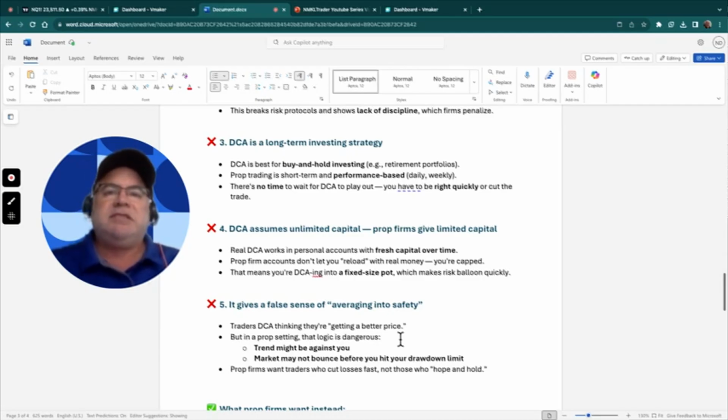All right. Another thing is DCA gives you a false sense of averaging into safety. Traders DCA thinking they are getting a better price, but in a prop setting, the logic is dangerous. The trend might be against you. The market may not bounce before you hit your drawdown limit. A lot of times you've got to be in and out of these trades in the same day. Prop firms want traders who cut losses fast, not those who hold on and hope.